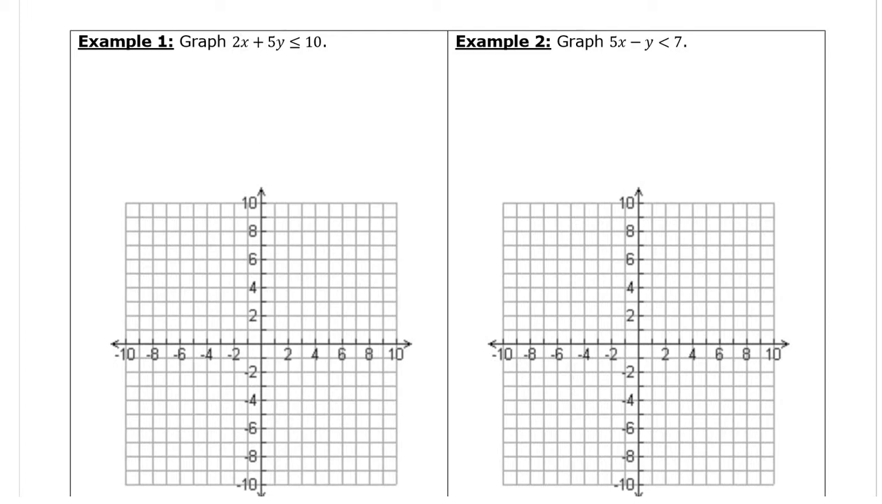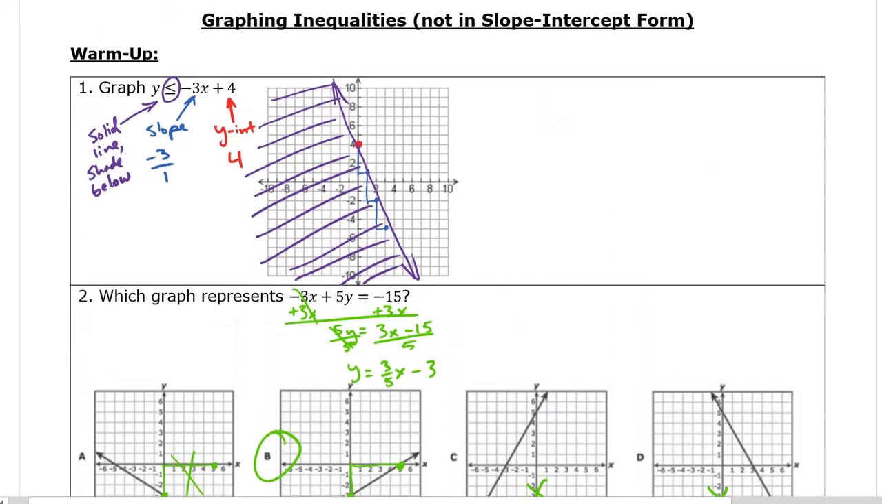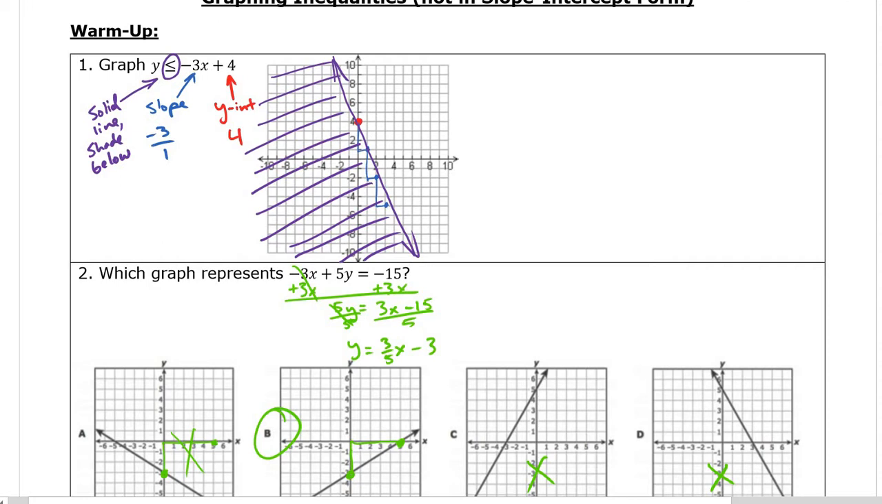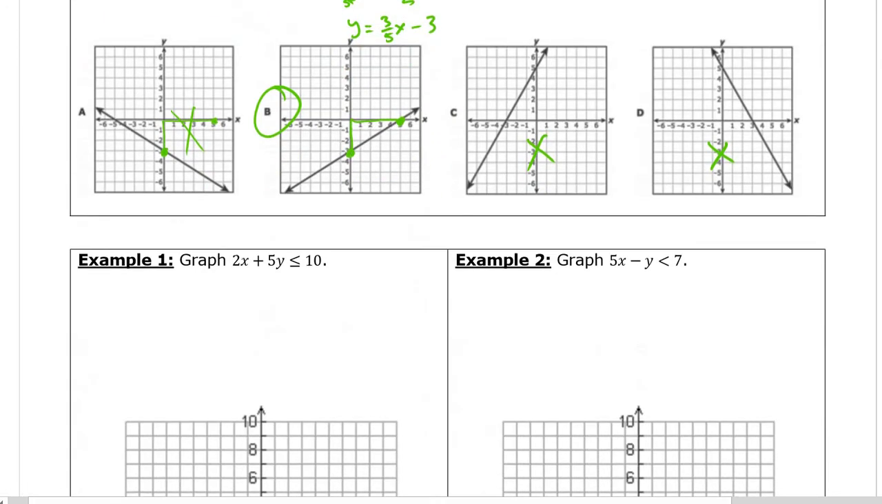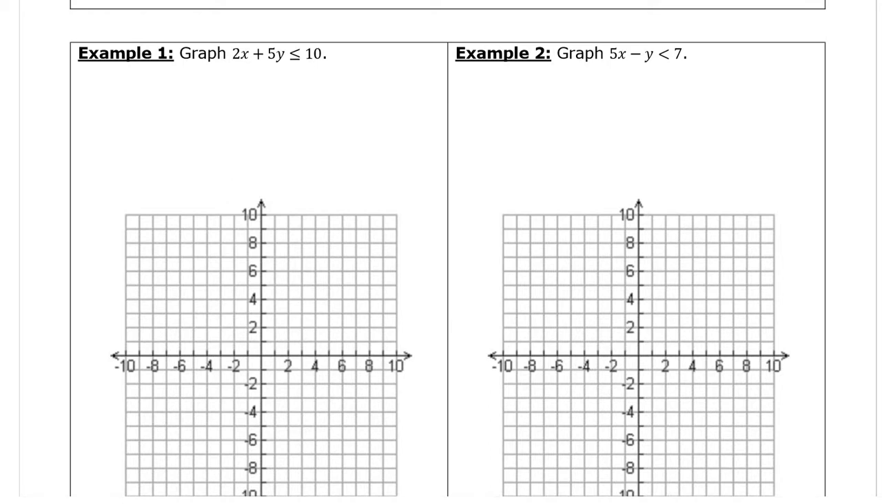Okay, class, we're going to continue the material that we learned yesterday. Today's lesson only adds a step, but doesn't increase its complexity. Yesterday, you remember, we were given a problem in slope-intercept form, y equals mx plus b. It was easy in that form to see what the y-intercept was and to see what the slope was and then to graph it. Today, we are given the problem in standard form, which is ax plus by equals c.